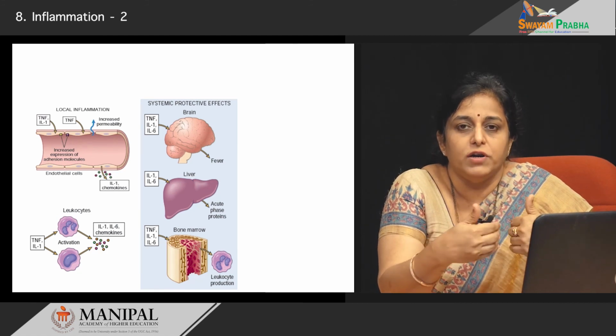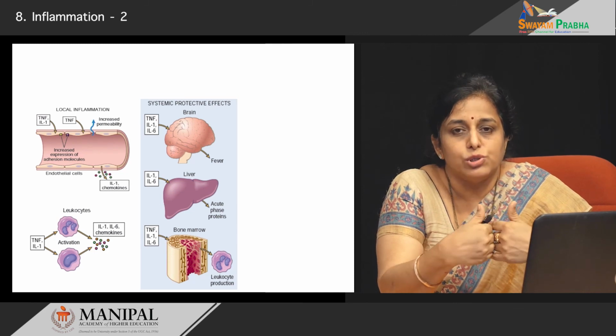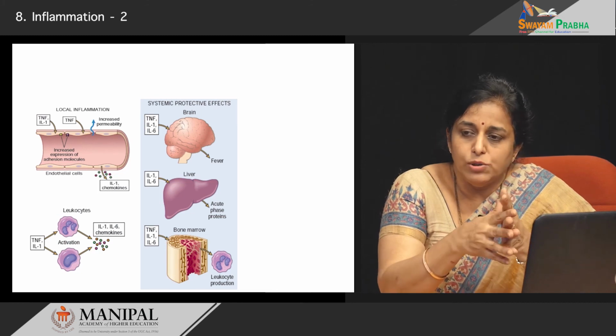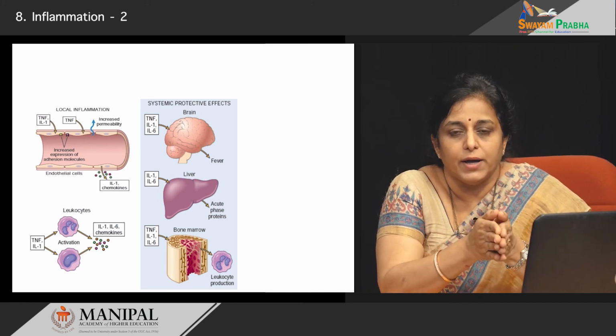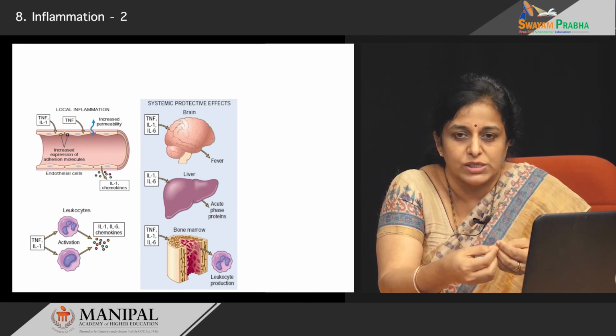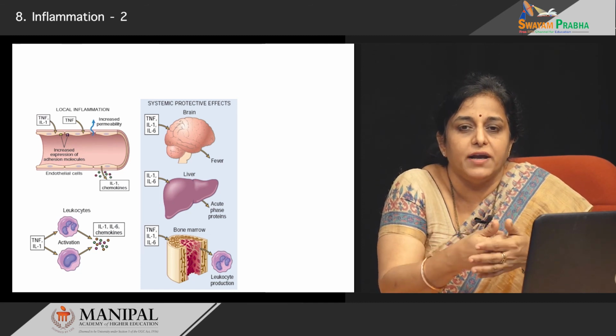Also, I am sure you have learnt about the C-reactive protein, which is a sign of inflammation, which is also induced by the action of cytokines on the liver. Also, these have effects on the bone marrow. So, the bone marrow starts producing more and more leukocytes, which are released into circulation, leading to leukocytosis. All these are protective mechanisms to help our body fight against the infection.